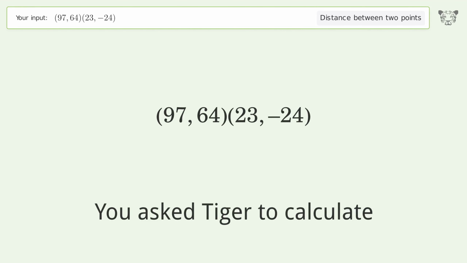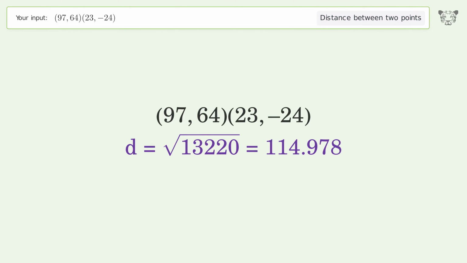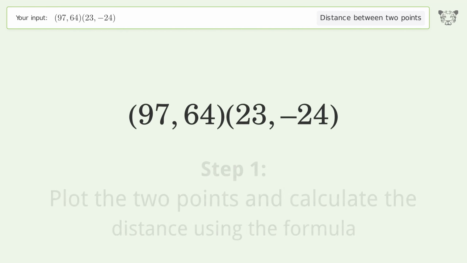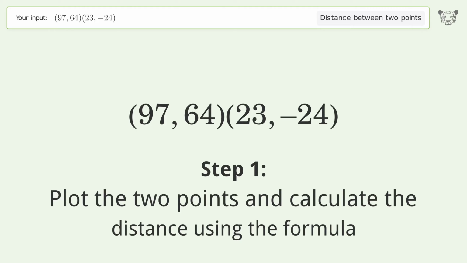You ask Tiger to calculate. This deals with the distance between 2 points. The distance between the 2 points is the square root of 13,220, or 114.978. Let's solve it step by step. Plot the 2 points and calculate the distance using the formula.